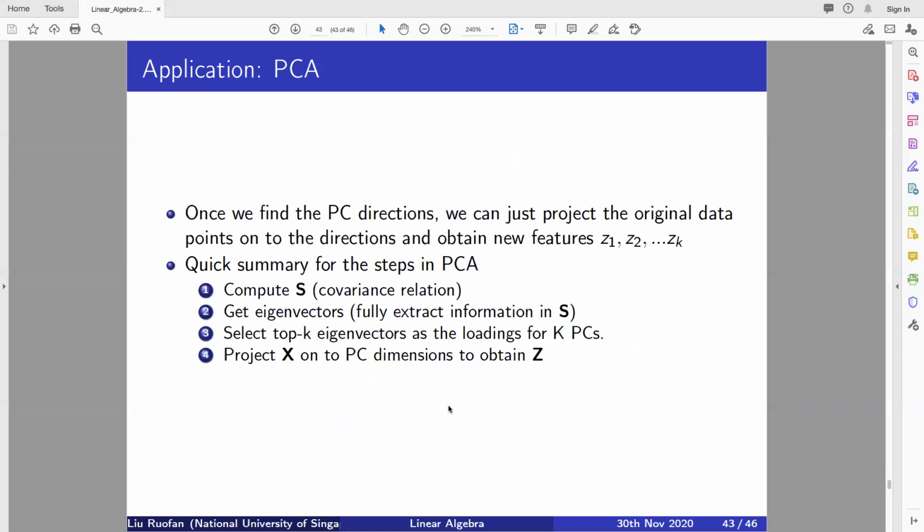Then once we find the principal component directions, we can just project the original data points onto the directions and obtain new features Z1 up to Zk. So here are the main steps in PCA. First, we need to find the covariance matrix S for data matrix X. Then we get the eigenvectors for S. These eigenvectors can fully extract the information in S. Then we select the top k eigenvectors as the coefficients for the k principal components and project x onto the principal component dimensions to obtain z. Z is our new data matrix.